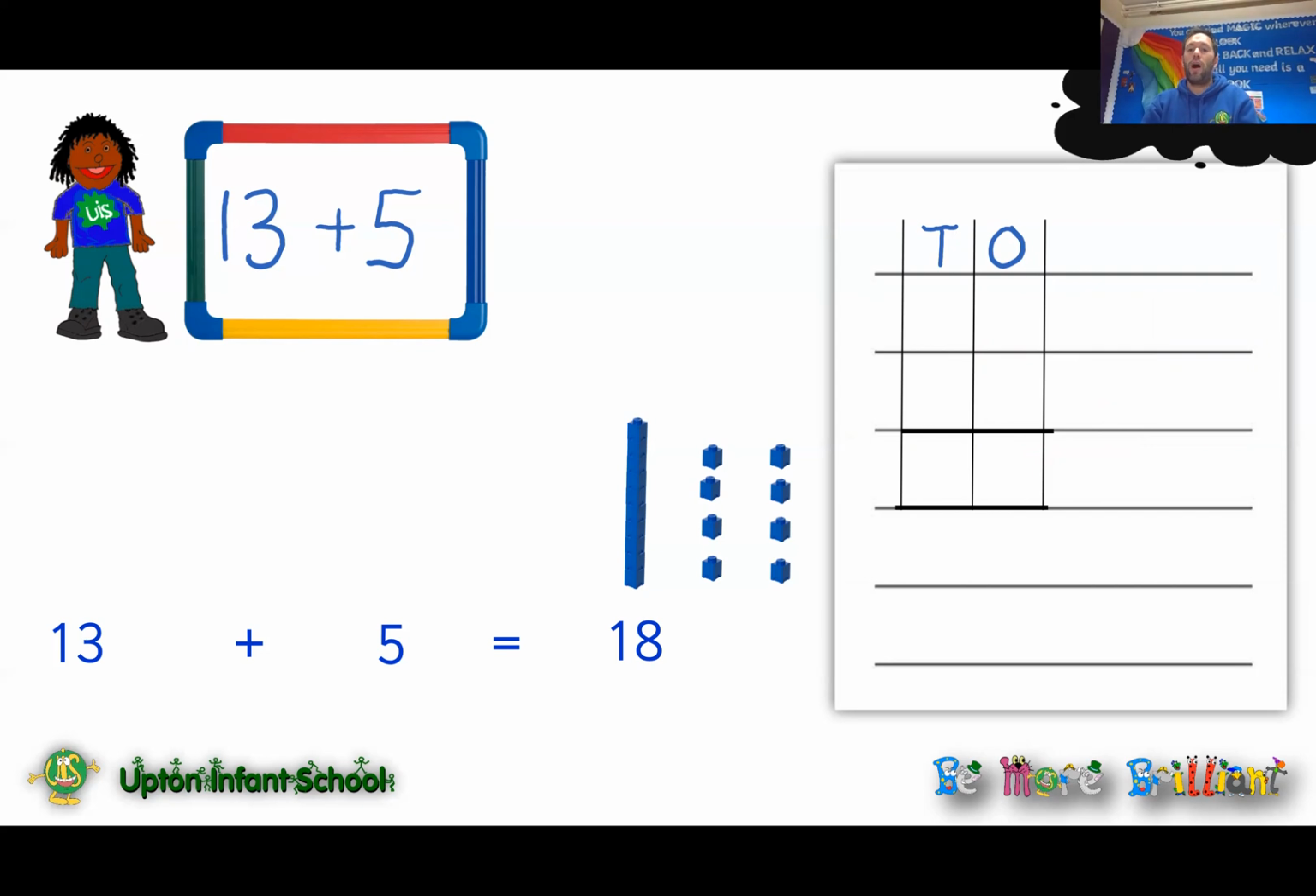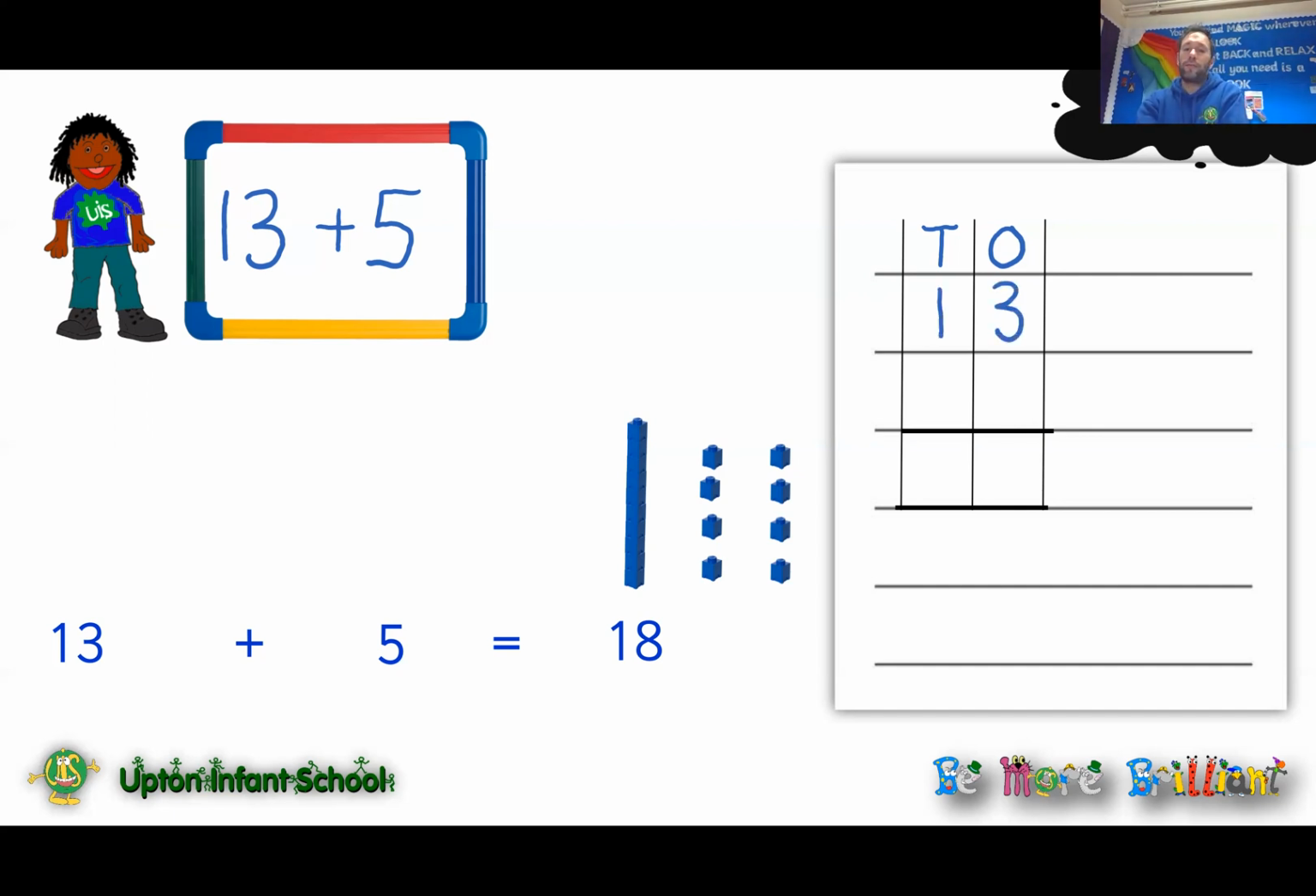So there's going to be an O at the top because the word one doesn't start with a what, it starts with an O, but it makes a what sound, one, O-N-E, one. So O for ones. Now I'm going to put my numbers in my column. Now let's start with 13. 13 is 1 ten and 3 ones. So I'm going to put them in my columns, 1 ten and 3 ones.